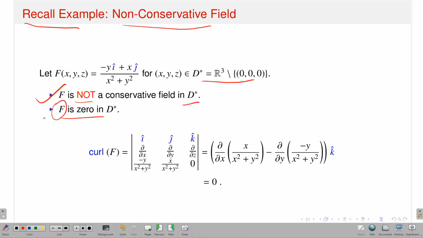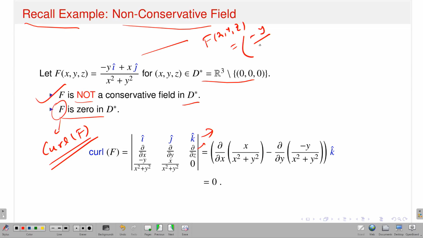However, curl of F, this should be the case. So you just calculate the curl of F. Again, this is the determinant formula. The first row is i cap, j cap, k cap. The second is the del operator: del x, del y, del z. And the third row is the components of capital F, which is F of x, y, z. The first one is minus y divided by x square plus y square. The second one is x by x square plus y square. And the third one is 0, because there is no component in k cap. And you just perform the derivatives, that is it.